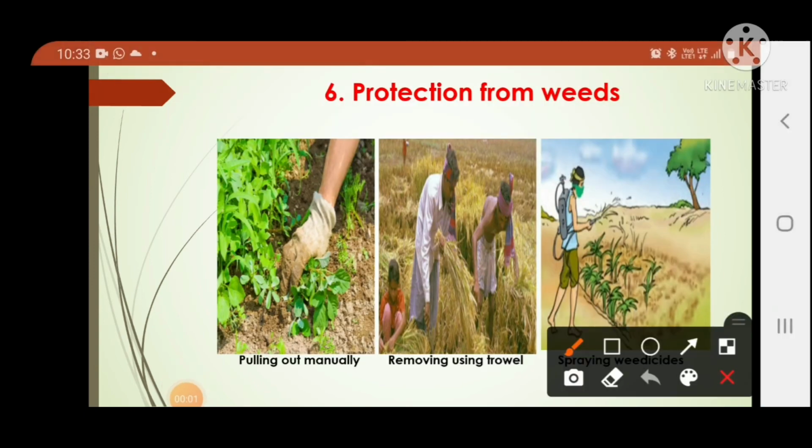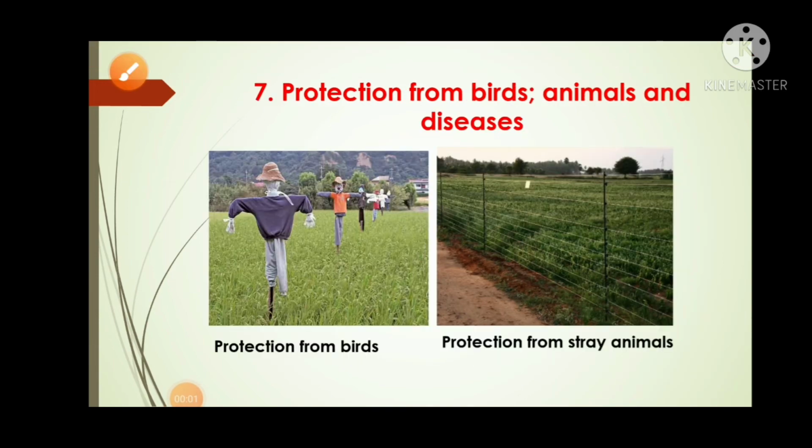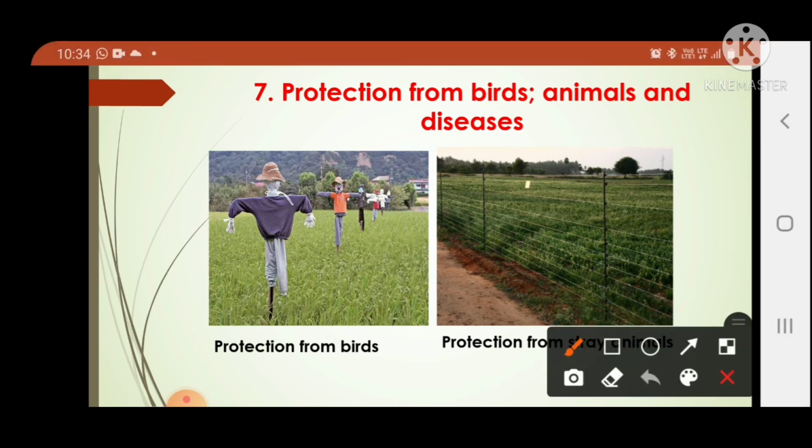Some undesirable plants called weeds such as amaranthus, wild oat, Pseudopodium, they also grow along with the main crop. And removing weeds is called weeding, which is done either by pulling them out manually or removing using the trowel or by spraying weedicide. Crops are to be protected from stray animals, birds, and diseases.